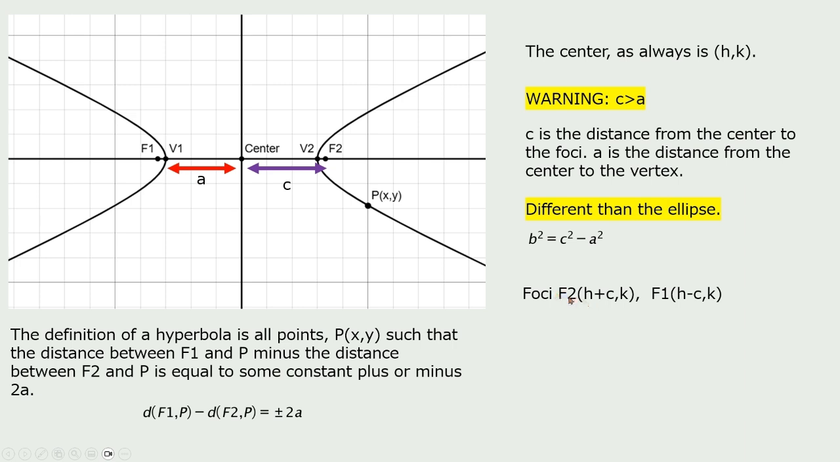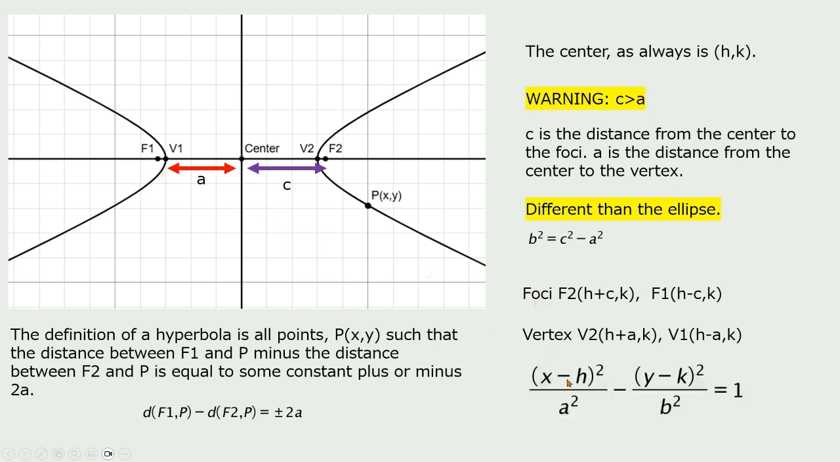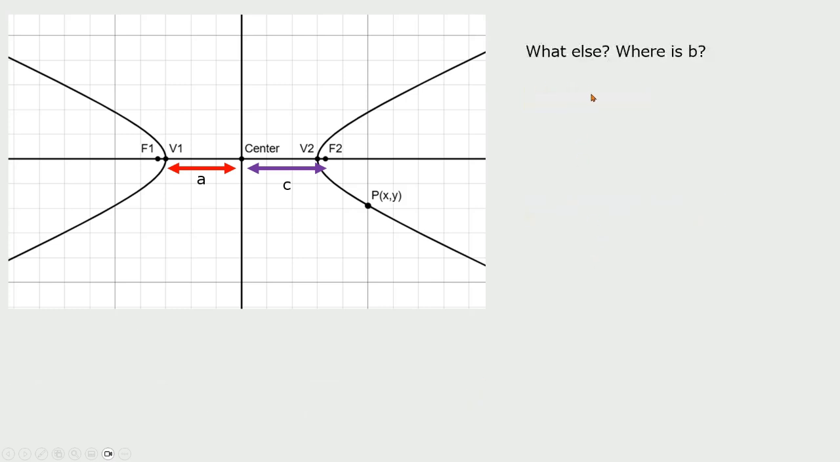The foci are the same as the ellipse. You're going to add and subtract c to get to the foci. The vertices, you're going to add and subtract a. And then here's the equation. What else about the hyperbola? Well, where's b? B is right here. Like I said, it's an ellipse flipped inside out. You take the foci and you move them outside the vertices and you have the hyperbola. So B is right about here.